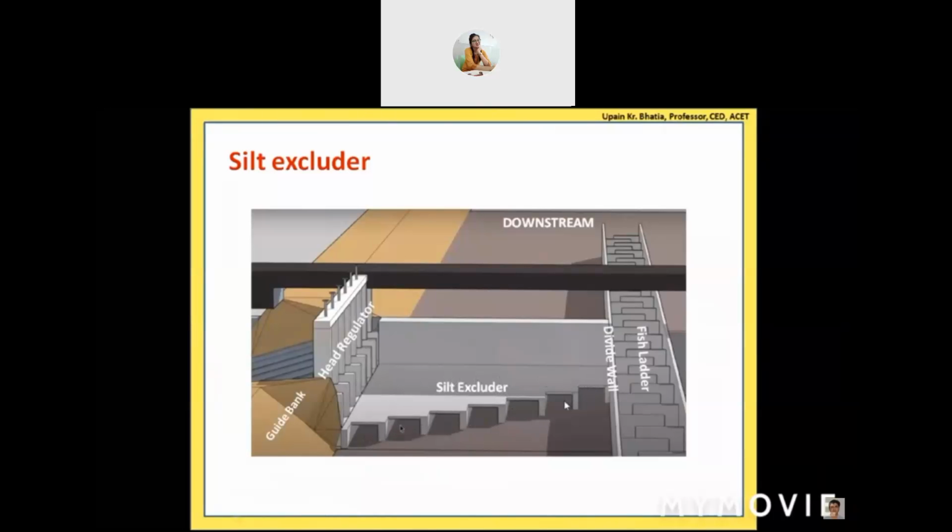Okay, so yellow arrows represent the bottom layers which are having high silt concentration. The bottom layers basically enter into these tunnels, and on the downstream side of these tunnels we have provided under sluice gates. So we can operate those gates to control the quantity of water which is allowed to the downstream side, and silt along with these layers, this water also goes to the downstream side of the river.